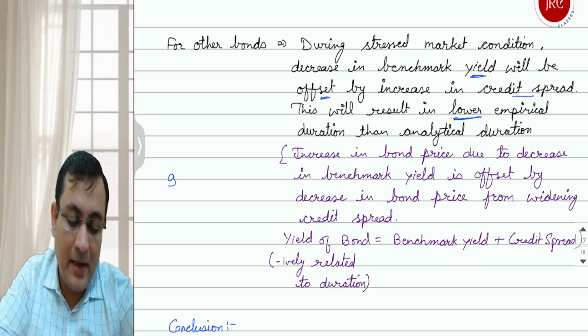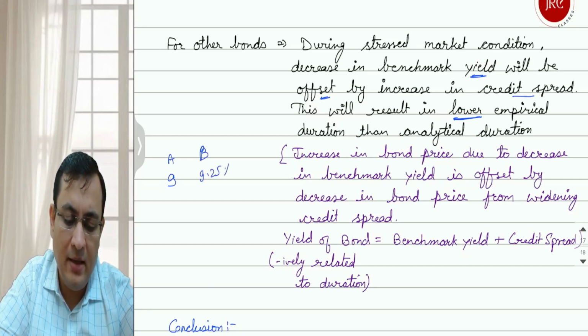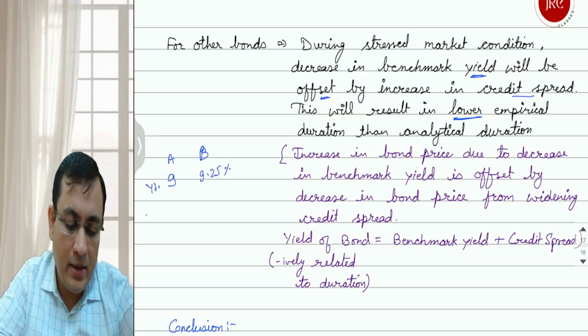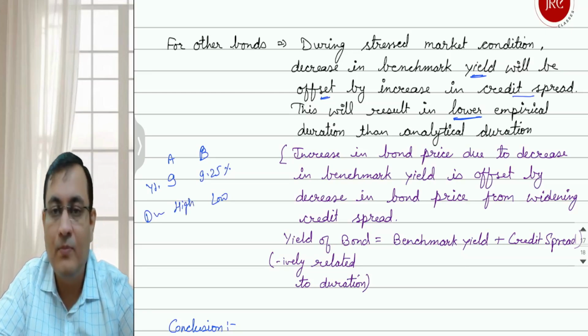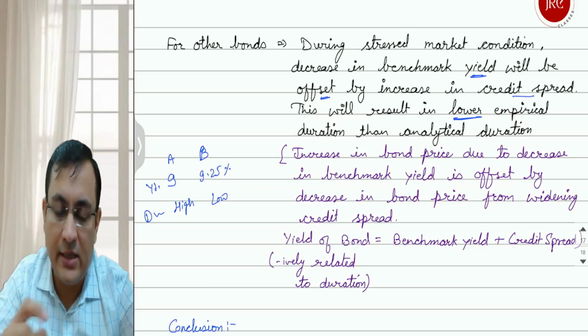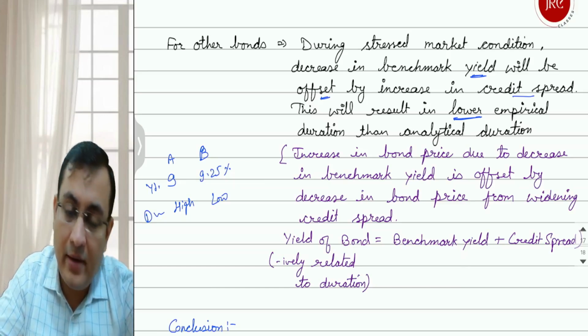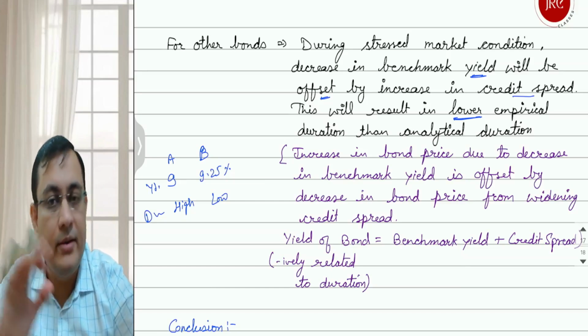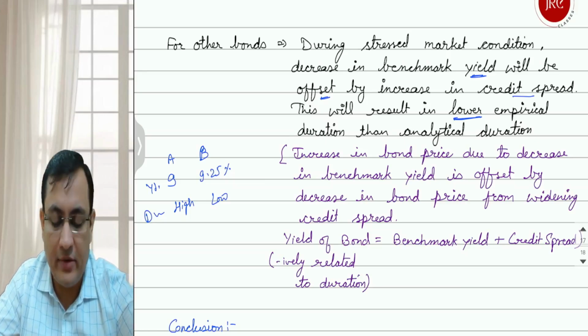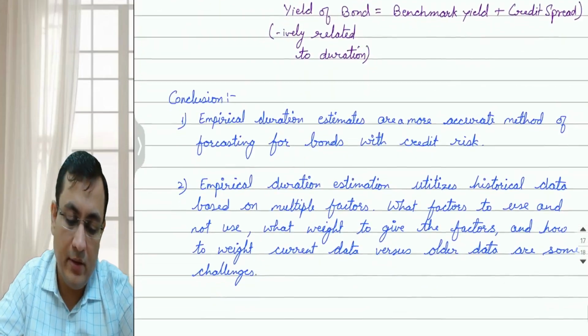This will result in lower empirical duration than the analytical duration, because yield is still higher, so duration is lower. Comparing a bond with 9% yield and a bond with 9.25% yield, keeping other things the same, the duration of the 9.25 will be low, and the other will have a high duration. Analytical will use 9%, whereas empirical will use 9.25. That is why empirical duration is lower than the analytical duration. The increase in bond price due to a decrease in benchmark yield is offset by a decrease in bond price due to widening of credit spread. They are offsetting each other.